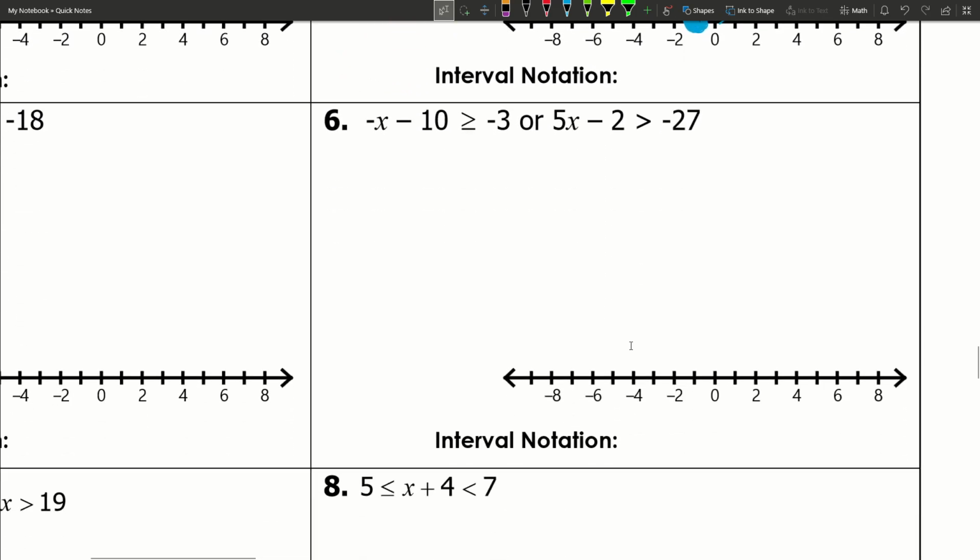Number 6 is an OR function. Remember, when we're doing ORs, we're just going to treat these as 2 whole separate equations. Let's solve the one on the left first. The first thing I need to do is add this 10 away. Negative 3 plus 10 is the same thing as 10 minus 3, which would give us 7. We divide this x away. Oop, not the x. Divide the negative sign.